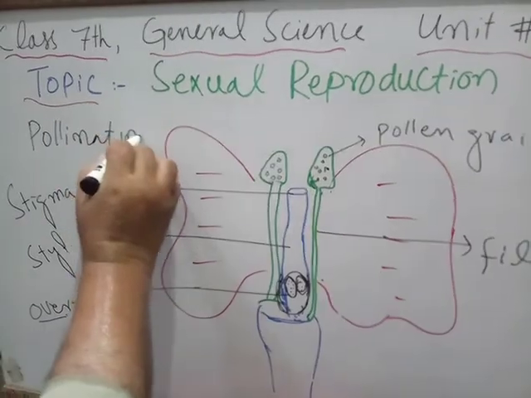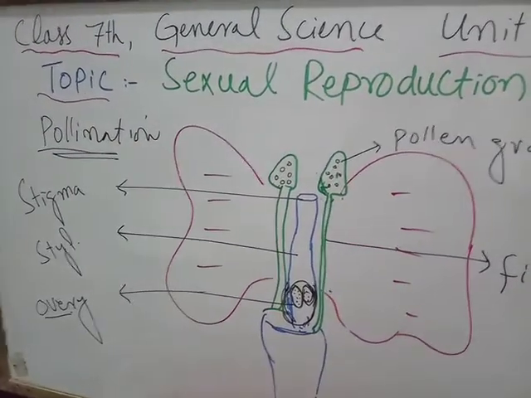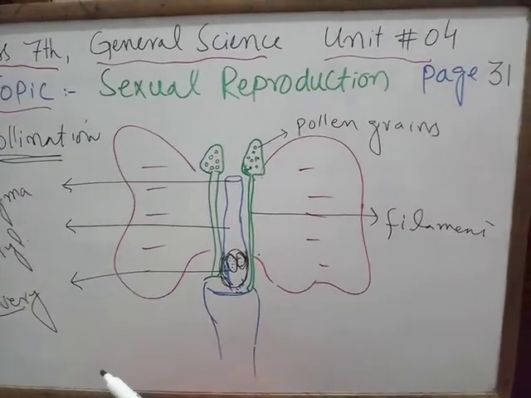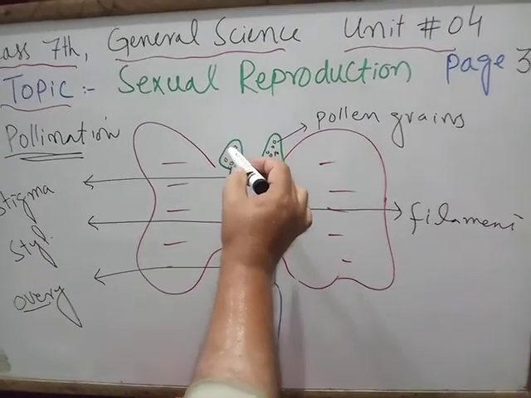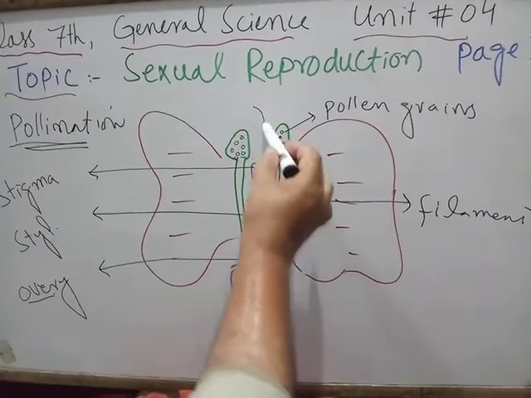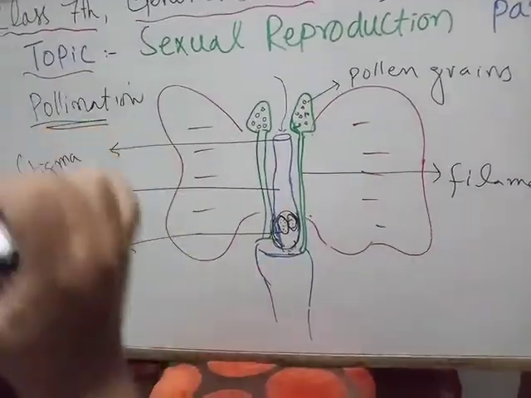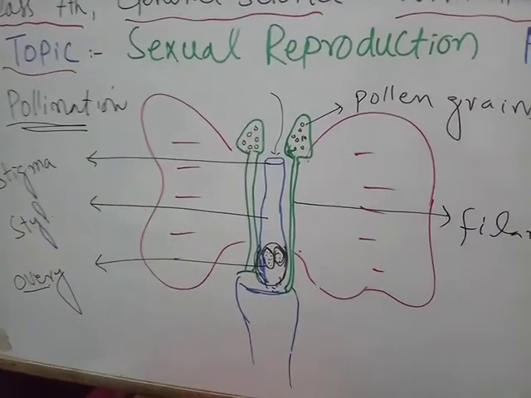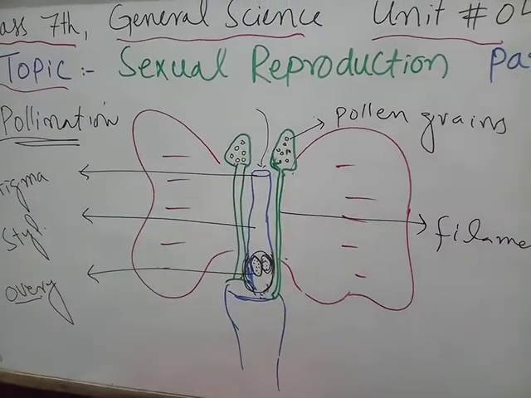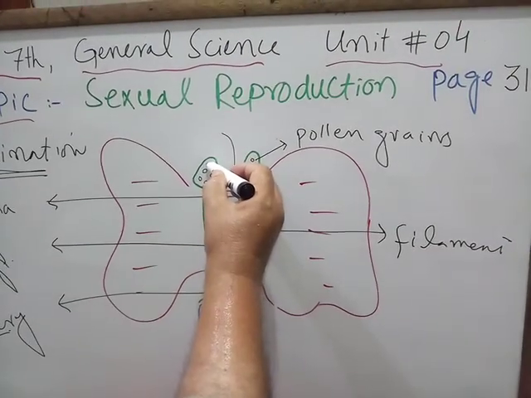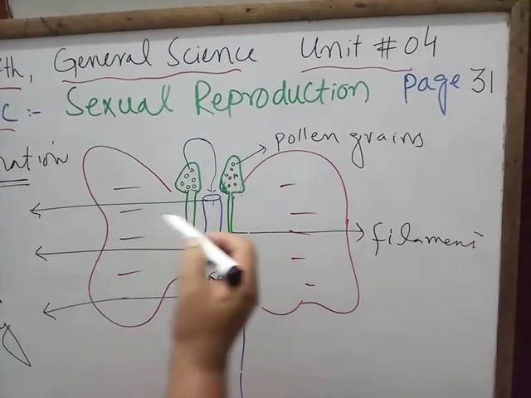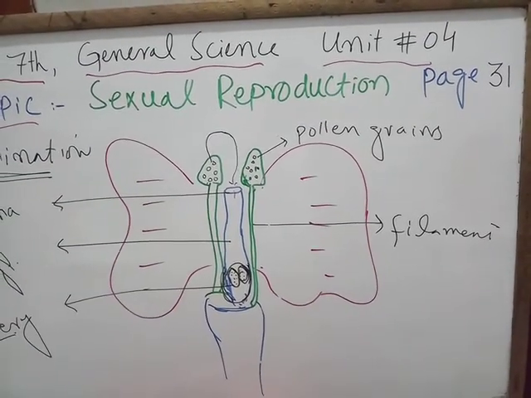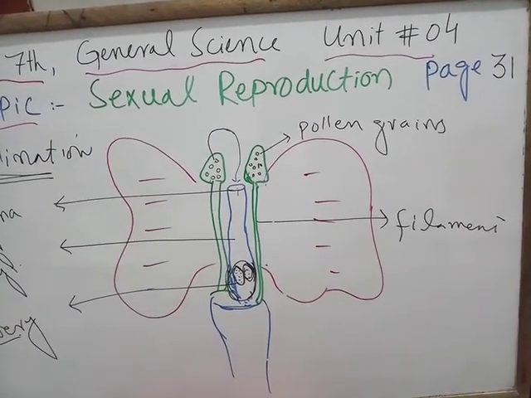pollination. What is pollination? Pollination is the process of transfer of male gamete, that is the pollen grain, to the stigma of the female part. So the transfer of male gamete from anther to stigma of the flower is called pollination. Pollination is of two types.